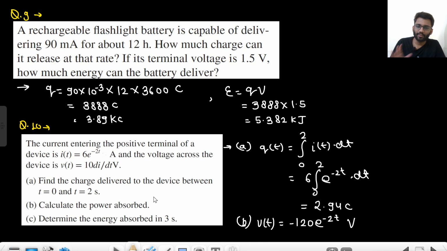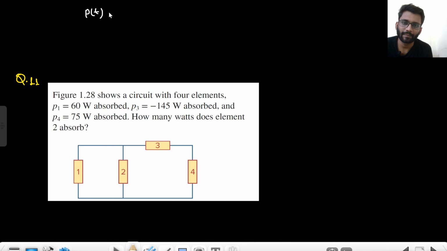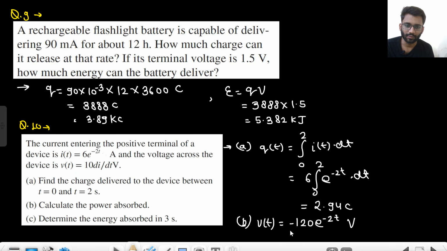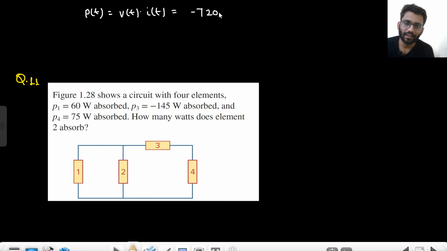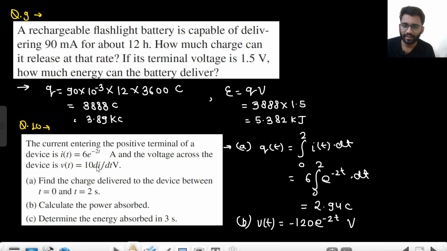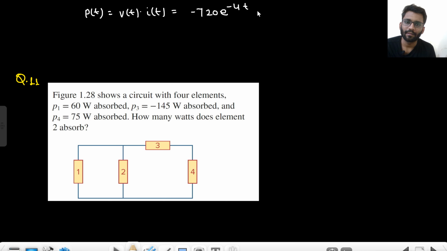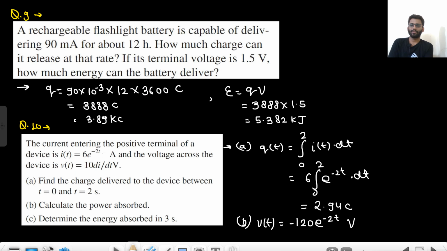So now your voltage will be minus 120 e to the power minus 2t volt. Okay, this is the question. Now this is your voltage, and you need to find the power absorbed. So what is power? Power is v(t) into i(t). So minus 120 into 6, so it would be minus 720 e to the power minus 2t and minus 2t, so it would be minus 4t. Watt. Okay, no error in the calculation now. Yeah, 6 2s are 12, 12 6s are 72. Negative sign is already there.